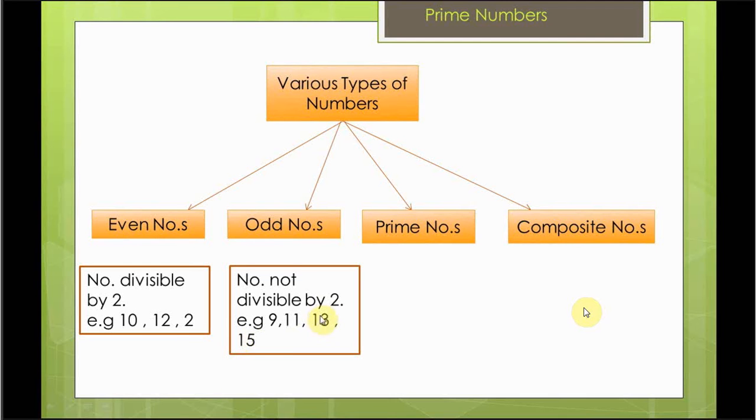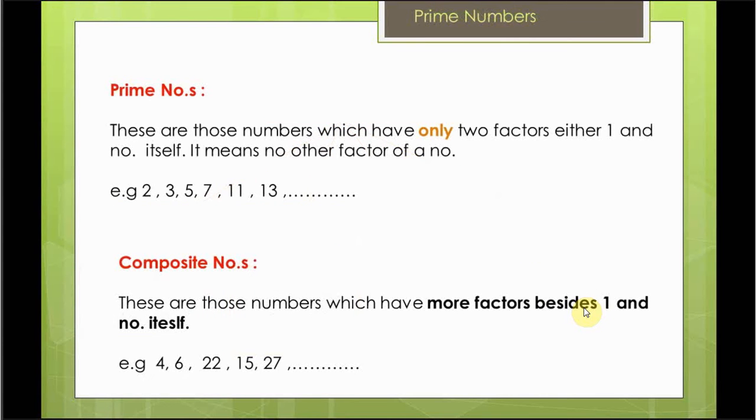The other category is prime numbers and composite numbers. In this video tutorial, we will talk about prime numbers and composite numbers. Now, prime numbers are those numbers which have only two factors, either 1 or the number itself. It means it has no other factor. It means that number is not divisible by any other number except 1 or the number itself.